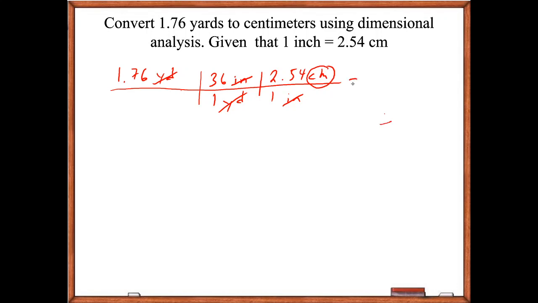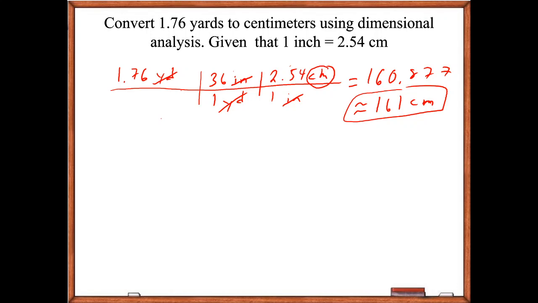Okay, and this gives me 160, oh, that's a tiny 6, 0.877, and I would of course want to round this with good sig figs. The conversion factors are exact, and I only have 3 sig figs in the given value, so I would round to 161 centimeters. Okay, that would be my final answer.